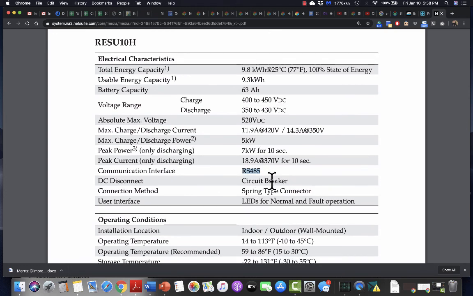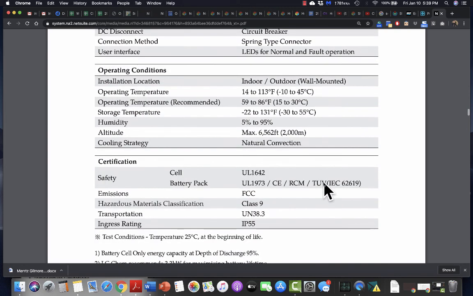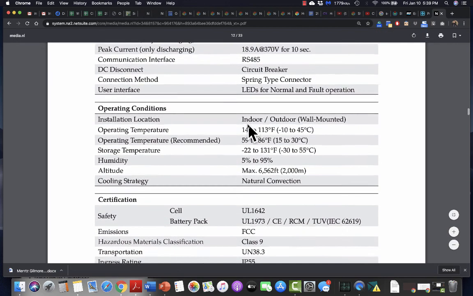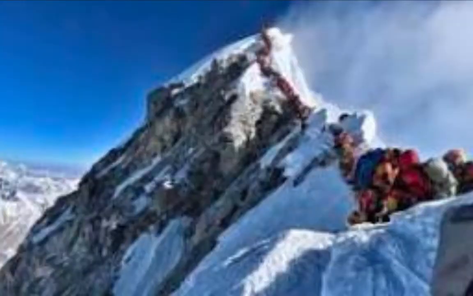That's one way it can communicate. RS-485, it's got a DC disconnect built into it. It works inside and outside under all kinds of different temperatures and humidities, up to 2,000 meters, which is 6,562 feet. One of the reasons that things don't work when you get too high up there in the sky is because the air is thinner and it takes a little bit more to cool it off. I imagine they could probably reset something so it didn't put out 5 kilowatts. They could make it a 4 kilowatt battery, and then it would work on Mount Everest perhaps.